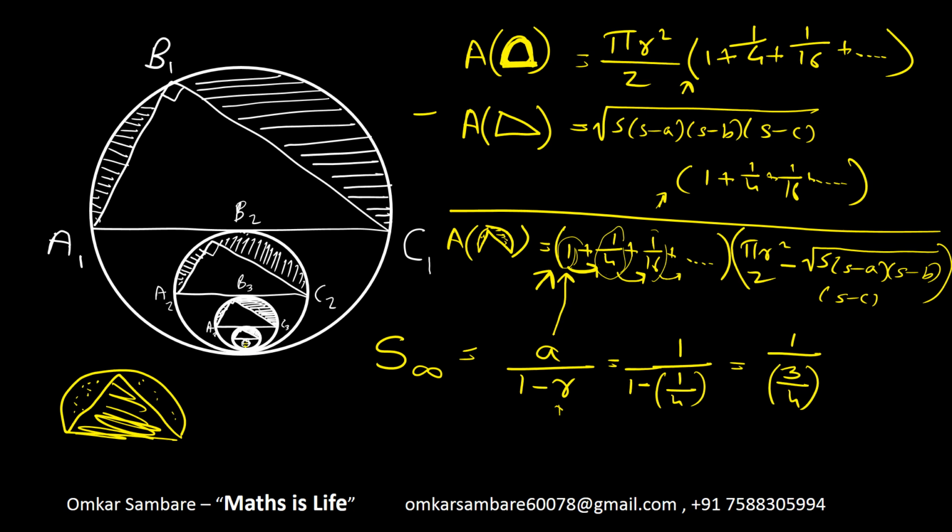Okay, it is 1 minus 1 by 4, so it will be 1 upon 3 by 4. If you subtract 1 by 4 from 1, you will get 3 by 4, and 1 upon this fraction is 4 upon 3. So the addition of all these infinite numbers, 1, 1 by 4, 1 by 16, 1 by 64, then 1 by 256, and so on, is 4 upon 3.